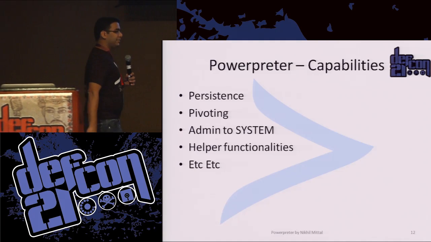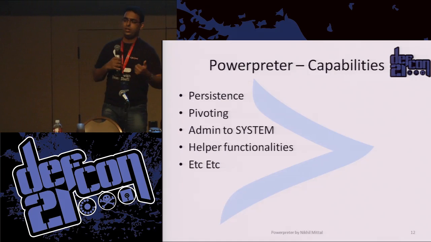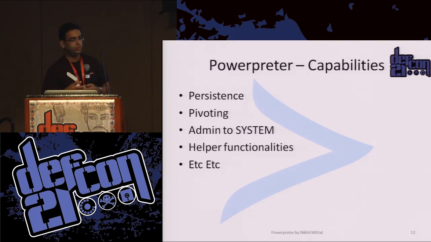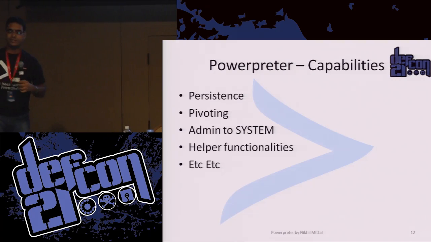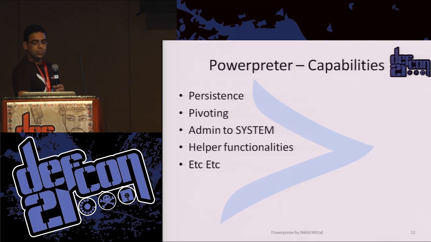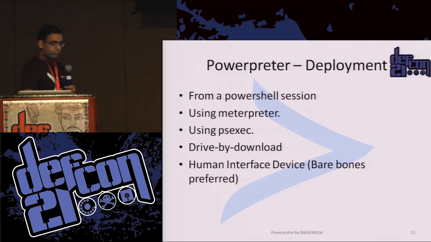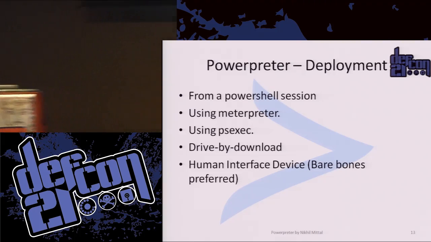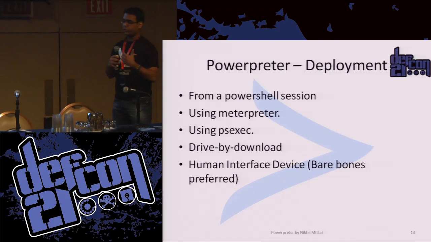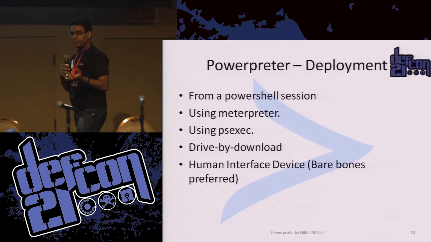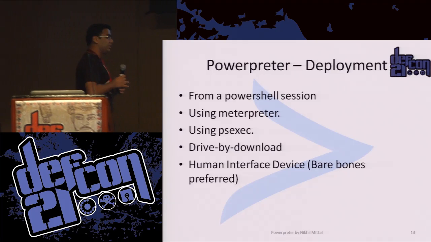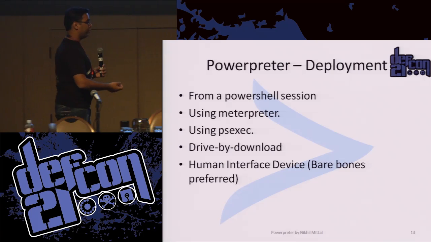Then there are helper functionalities, simple ones like converting executables to Unicode encoded text or Base64 encoding, or exfiltration, etc. So these are some helper functionalities. Deployment. We can deploy PowerShell from a PowerShell session, from a PowerShell remoting session. We can use Meterpreter. What else can we use? We can use PSExec, obviously, because that allows us to execute commands on a remote machine.